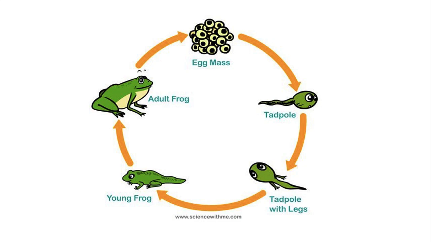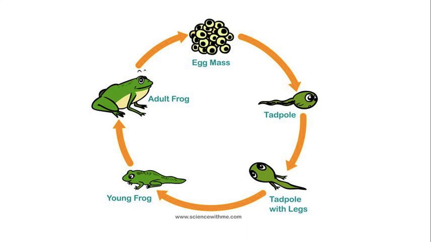So this little video is about life cycles. We're going to look at the life cycles of frogs, which is a type of amphibian, and humans. This diagram shows the life cycle of a frog. Now the frog takes many different forms throughout its life as it develops into an adult frog.